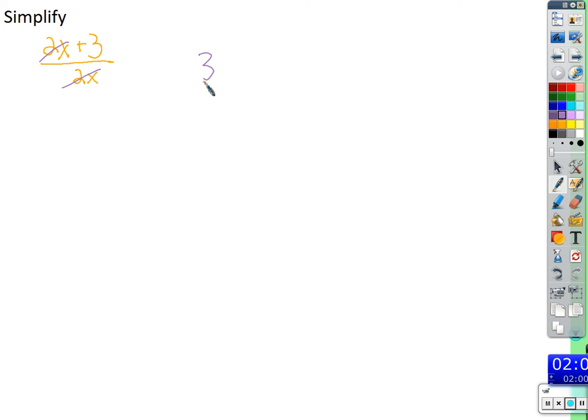So let's see if this comes out to be 3 if we put a number in for x, like 2. Just plug 2 in for x. 2 times 2 is 4, plus 3 is 7. 7 over 4 is not 3. So clearly, this is not true.